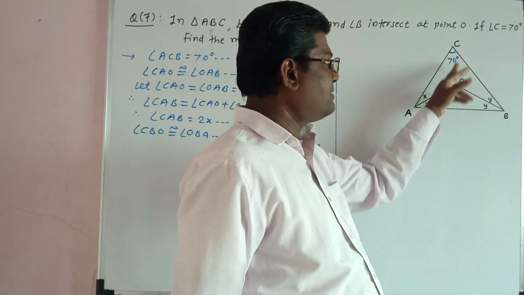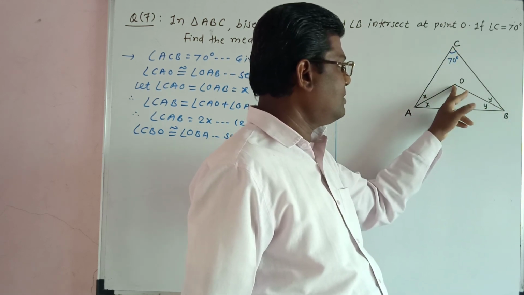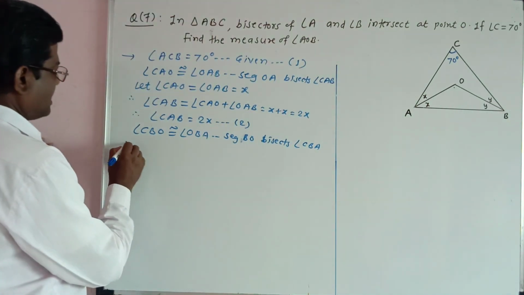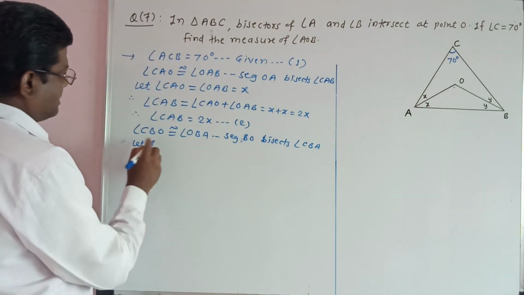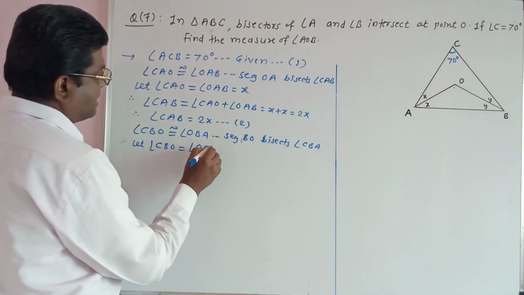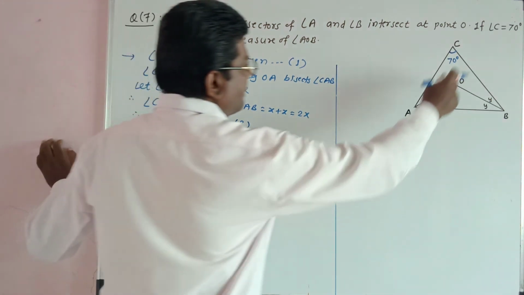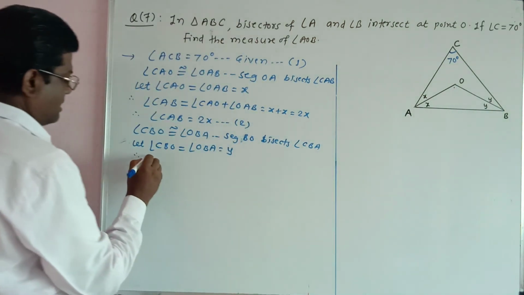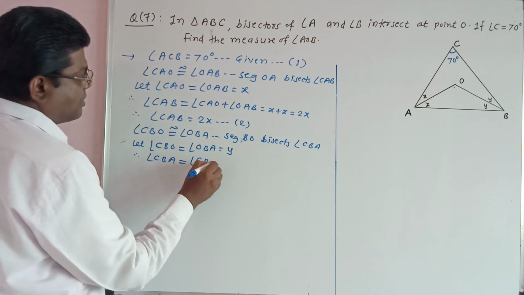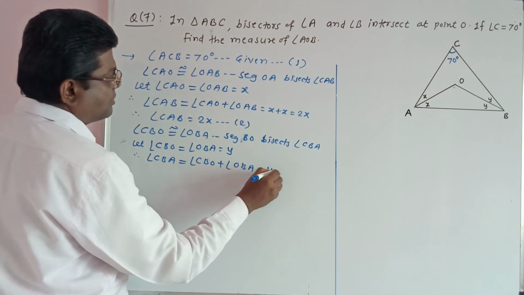Segment BO bisects angle CBA. Therefore, angle CBO is congruent to angle OBA. Now write, let angle CBO equal angle OBA equal y. Now find angle CBA. Angle CBA is equal to angle CBO plus angle OBA, which is y plus y.